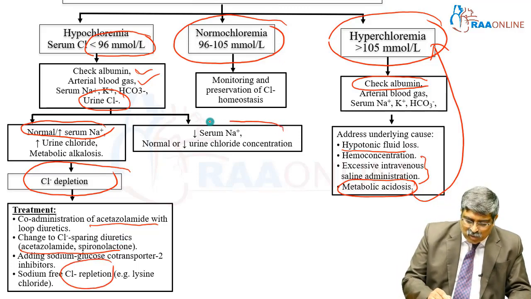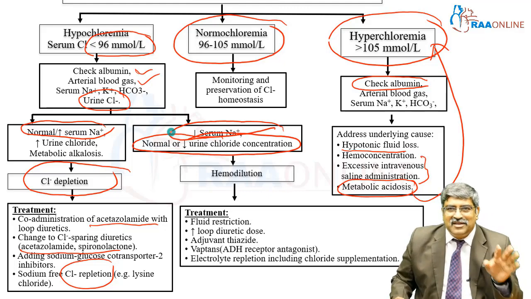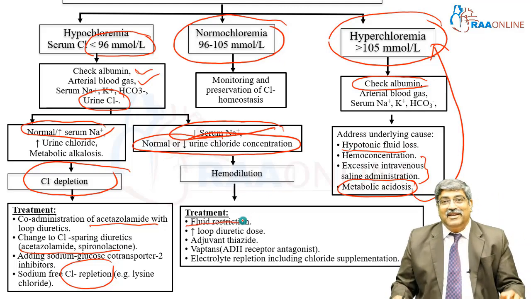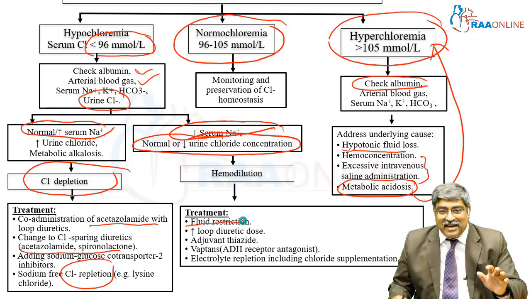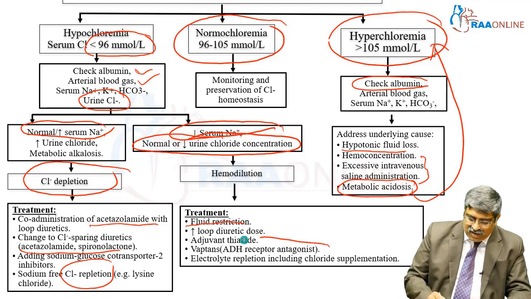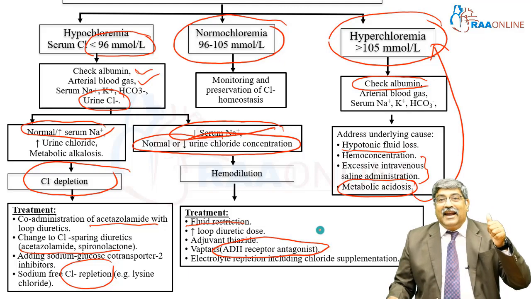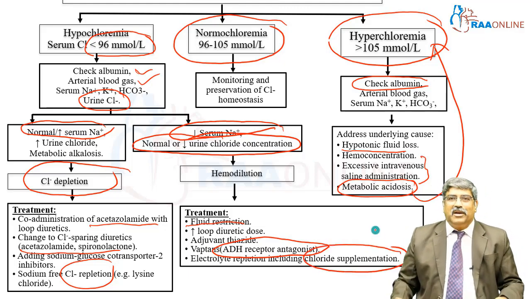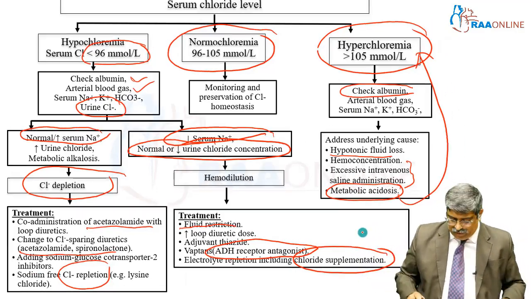In case the sodium is low and your chloride concentration is also low, here it is hemodilution. You go for fluid restriction, increase your loop diuretic, if needed add thiazide also, go for antidiuretic hormone receptor antagonist and electrolyte depletion along with chloride supplementation. This is how you treat high or low chloride.